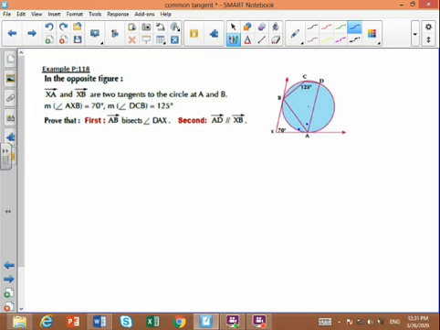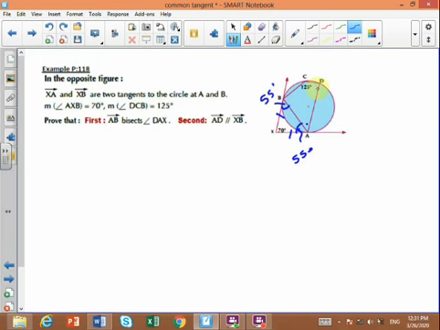Okay, what can I get at the beginning? At the beginning, XB and XA are two tangent segments. So angle XBA will be equal to angle BAX, 180 minus 70, 110. So each part will be 55 degrees. This is 55 and this is 55.